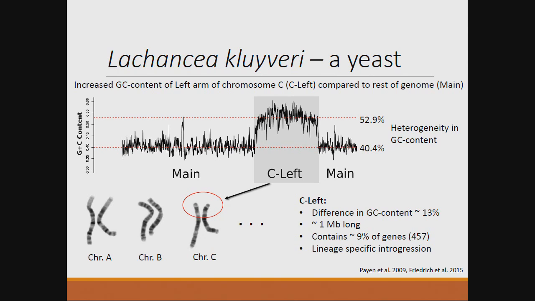That becomes apparent if we look at the GC content across the whole genome. Along the chromosomes, we have a consistent GC content, and once we reach the left arm of chromosome C, we see a spike in GC content, about a 13% difference. C left is around 1 megabase pair long, containing roughly 10% of the genes of the kluyveri genome.